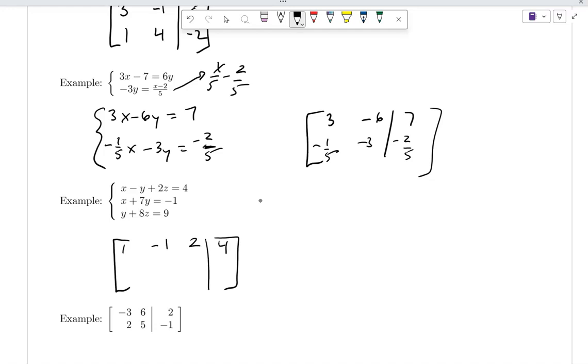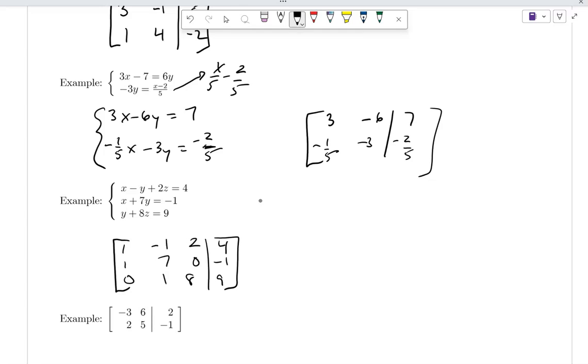Second row will be 7, 0, good. Notice the Z is missing, so we need to put a 0 in for that. The last one's going to be, good. Fantastic. That's exactly right. All right, so that's how we get an augmented matrix out of a system.